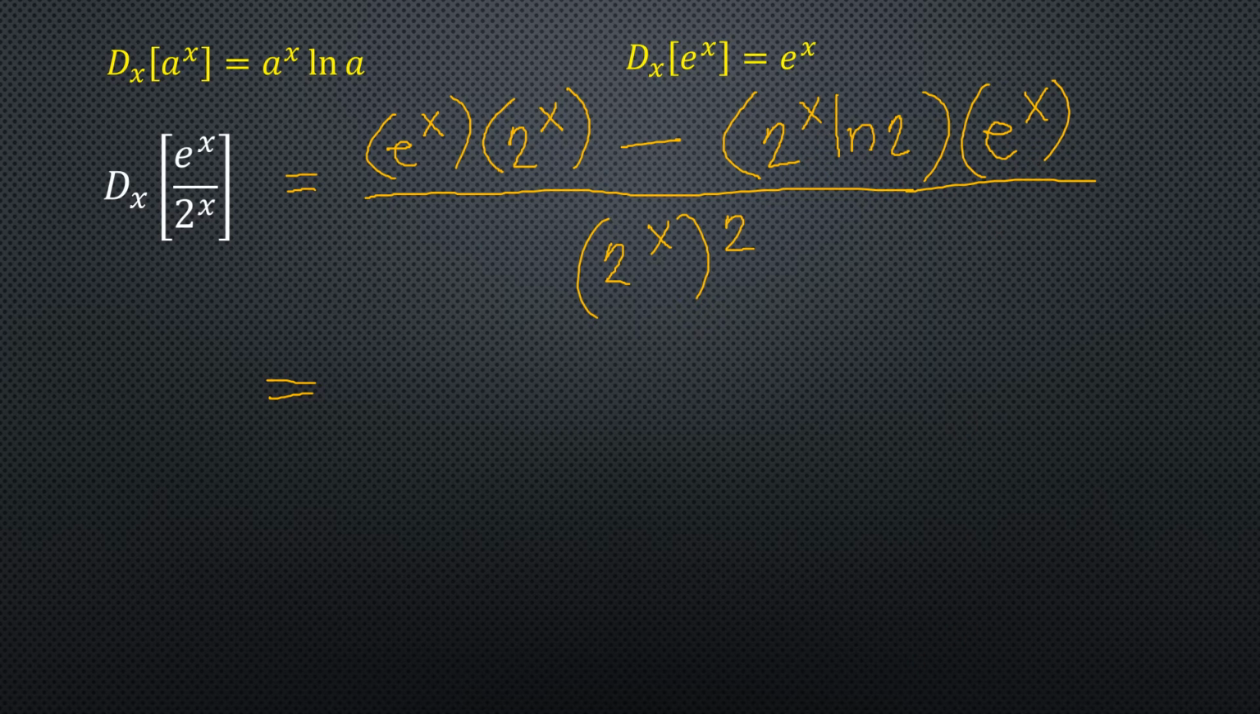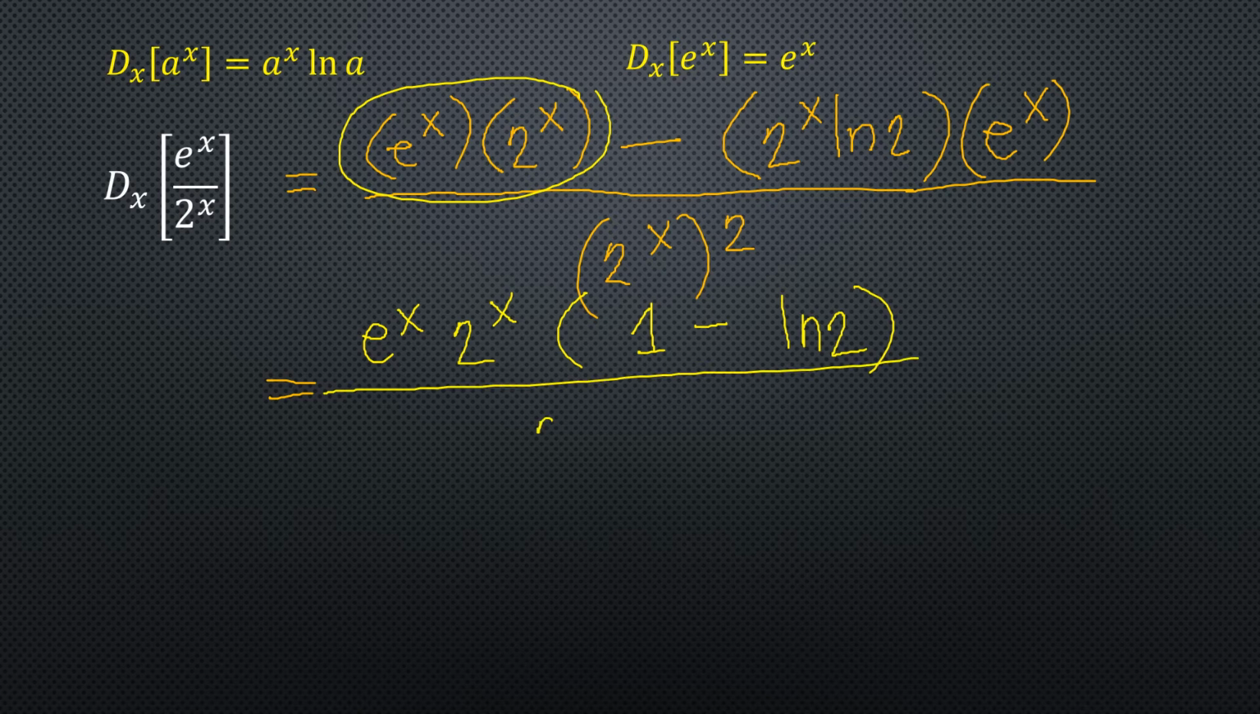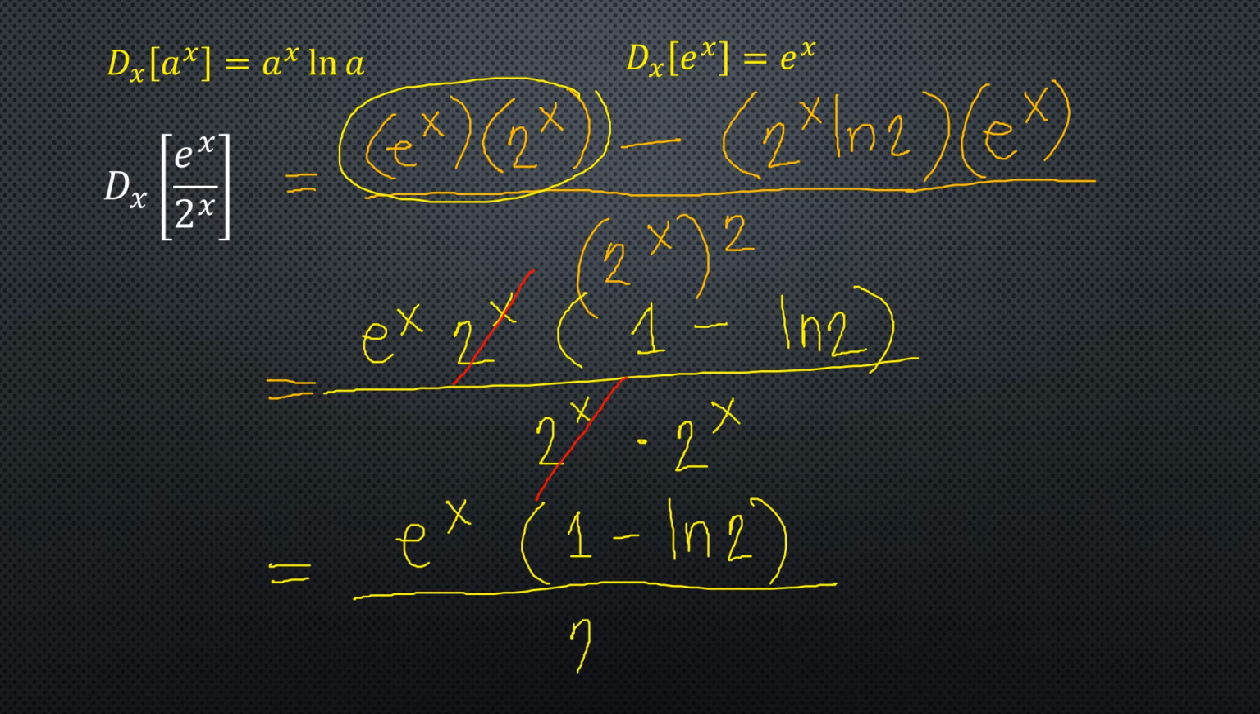So we can bring them out. So we have e raised to x times 2 raised to x times 1, because this is as good as 1 when you divide it by itself, times ln of 2. So divided by 2 raised to x times 2 raised to x. We can now cancel out 2 raised to x here, and we now have e raised to x times 1 minus ln of 2 over 2 raised to x. So this is our final answer.